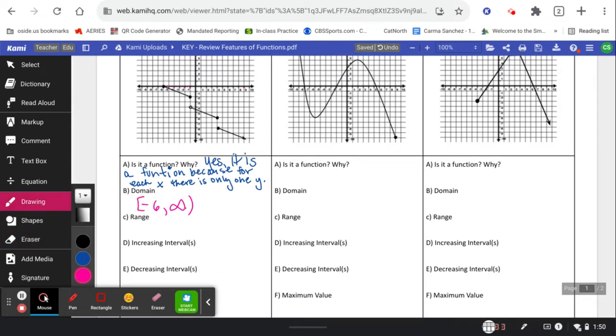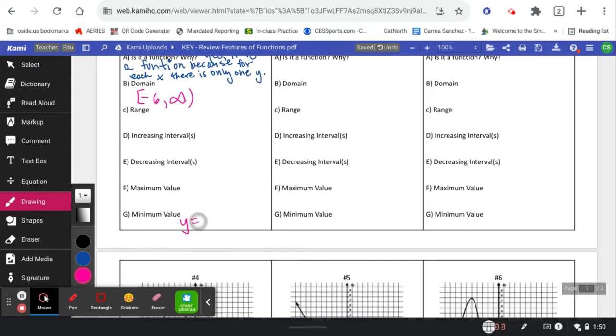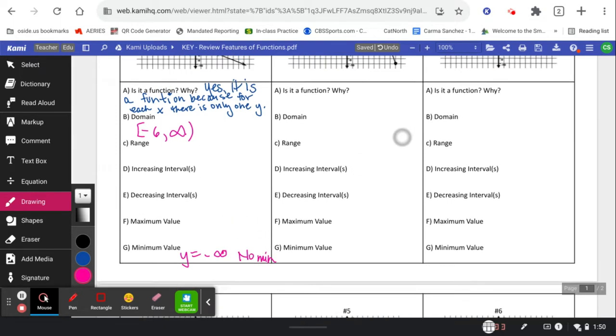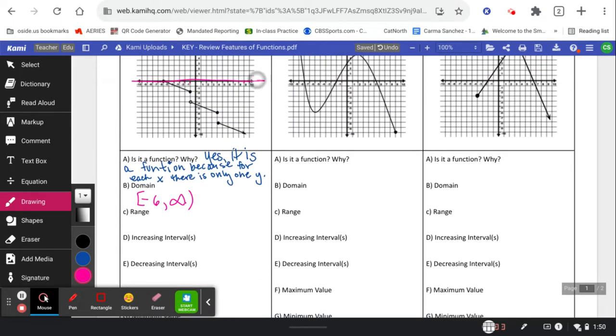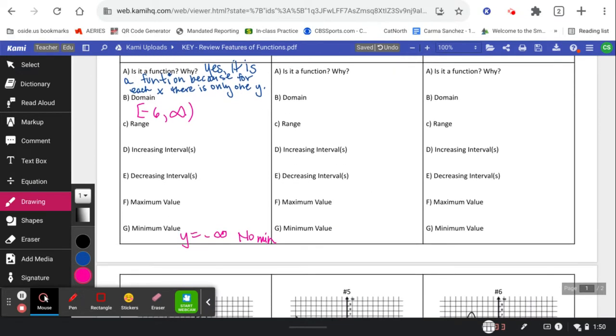Okay, range. I like to do the min and the max first. For example, the minimum of this graph goes to negative infinity, so it's got no min. And then the maximum of this graph is right there. It's actually the x-axis, which is y equals 0 as my boundary line. So I'm going to say that my range goes from negative infinity to 0.